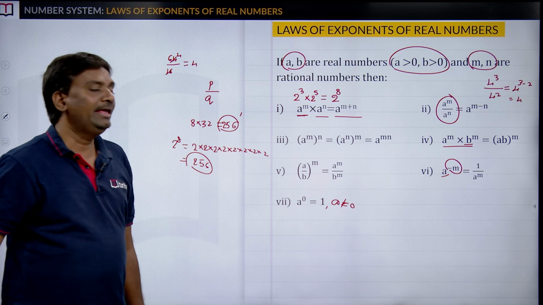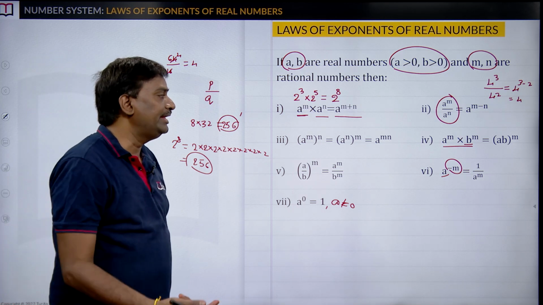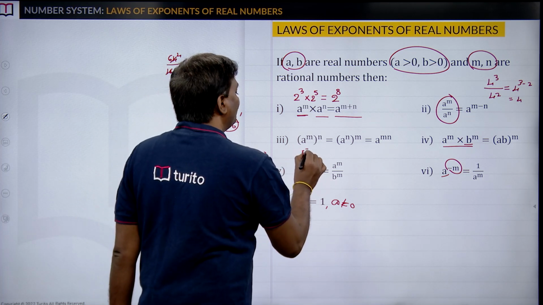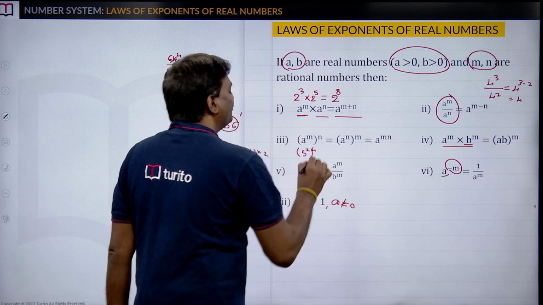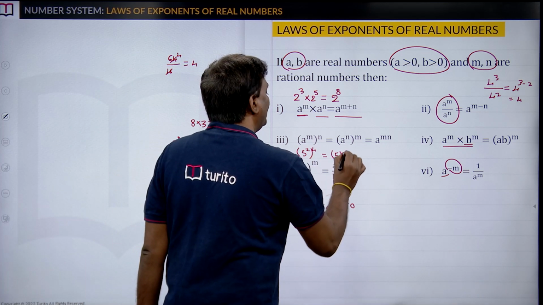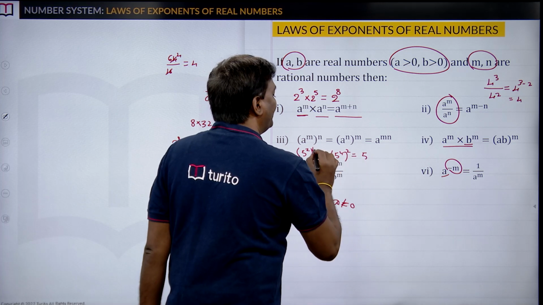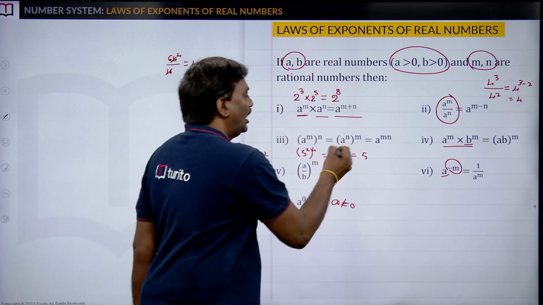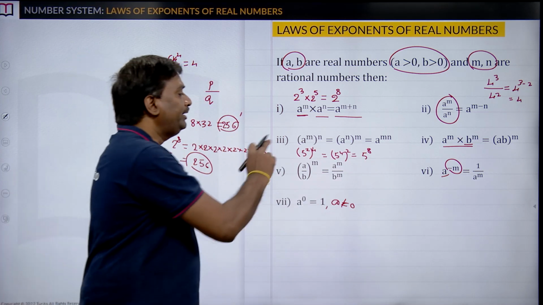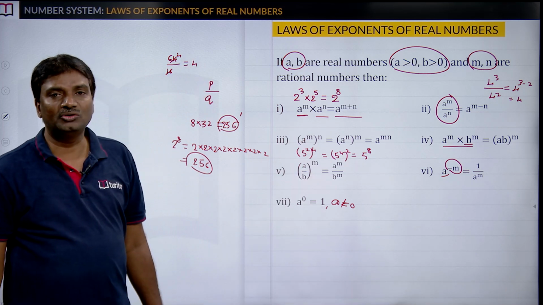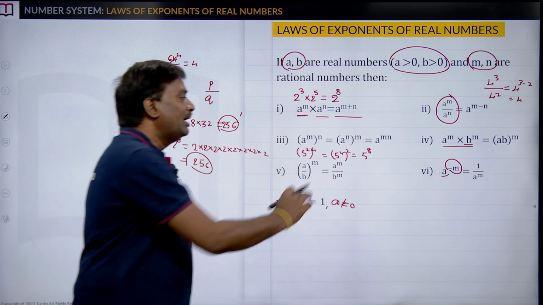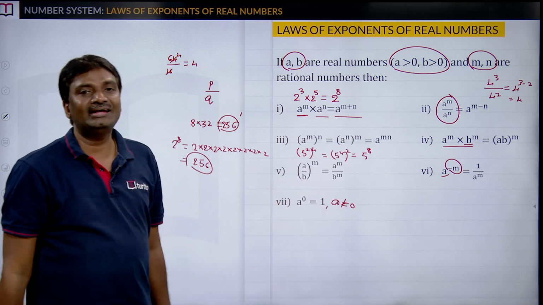If you take the third one, a power m whole power n or a power n whole power m. For example, if we take 5 square whole power 4 or 5 power 4 whole square, simply you can write 5 power 2 into 4, 8, or 4 into 2, 8. So 5 square means 25. 25 power 4 means 25 into 25 into 25 into 25. By simplifying that you will get some value. By simplifying 5 power 8 also you will get the same value.